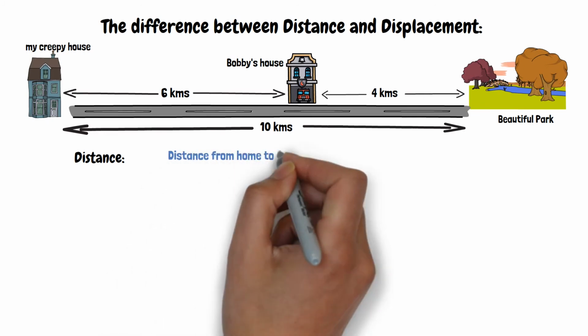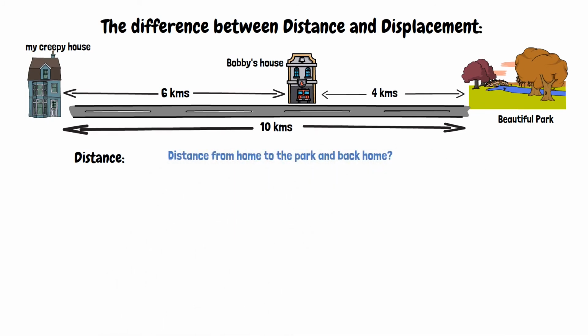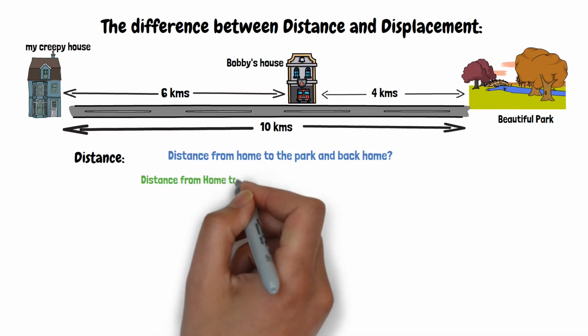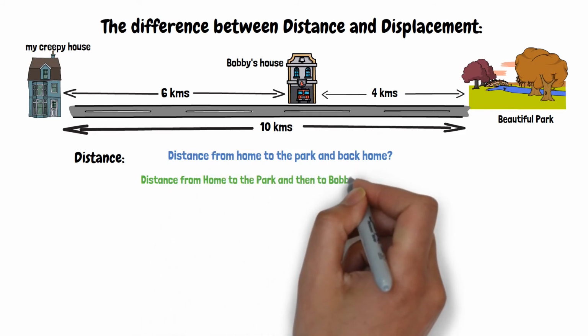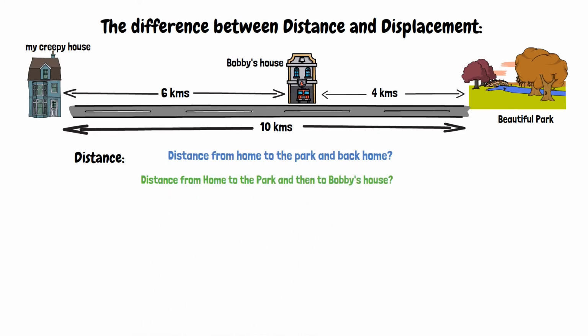The first question is: calculate the distance from home to the park and back home. The second question is: calculate the distance from home to the park and then to Bobby's house.